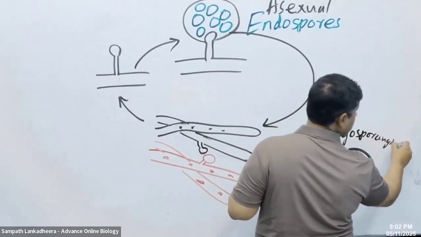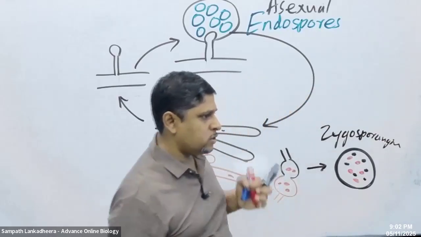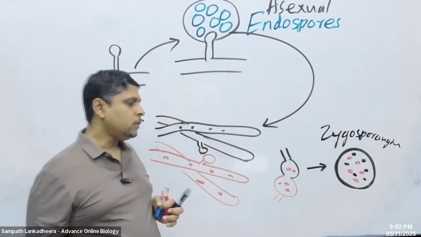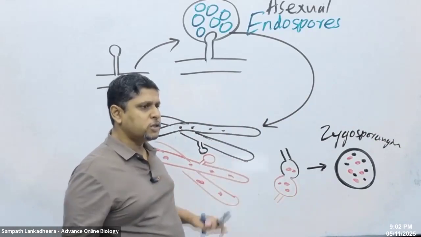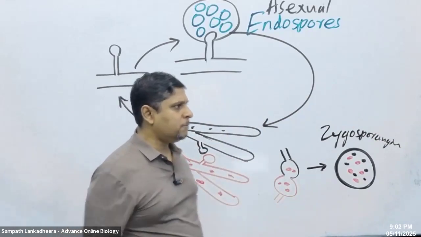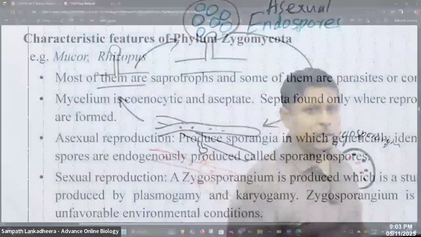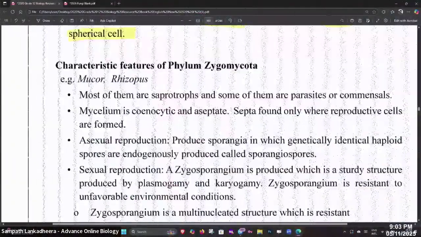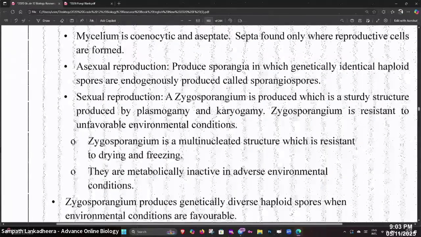Zygosporangium. We call this a zygosporangium. Right? This is a sturdy structure. What do they say, people? Zygosporangium. This is the zygosporangium. Look at this.